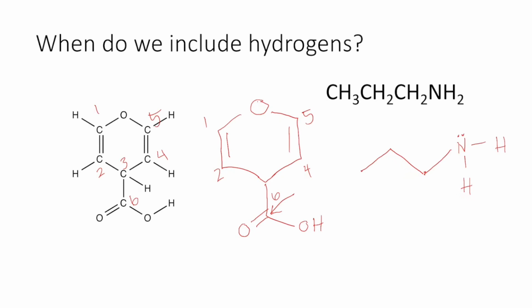Okay, so that's the basics of drawing out a line angle structure. It's more common to find a line angle structure than it is to find a really big Lewis structure.